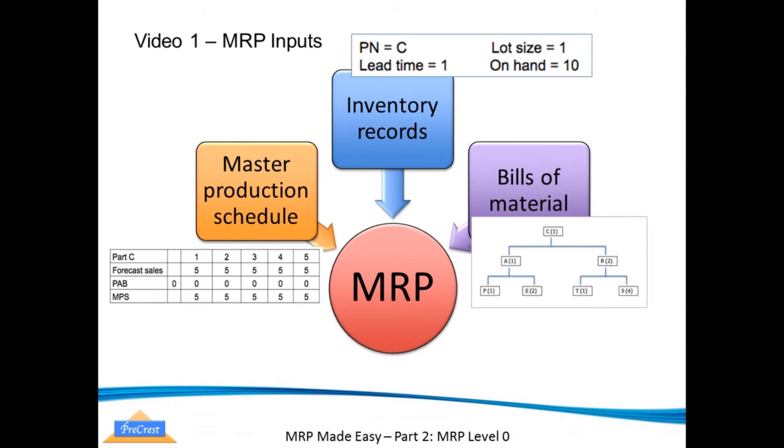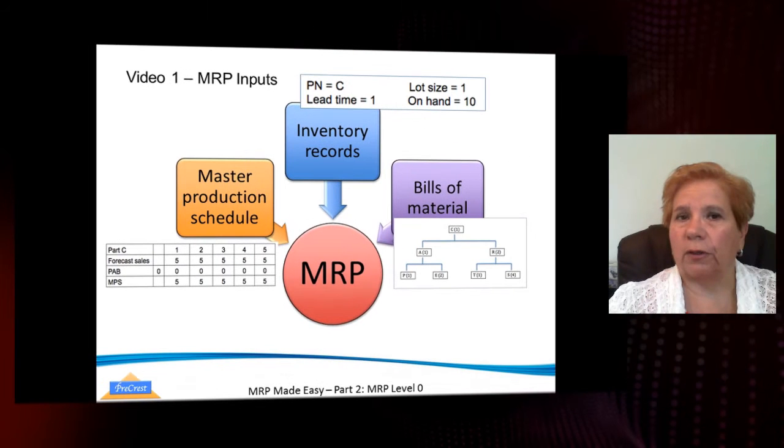Remember that we talked about our MRP inputs on video 1. That was the MPS, the inventory records, and the bill of material. Well, we're going to use those again.